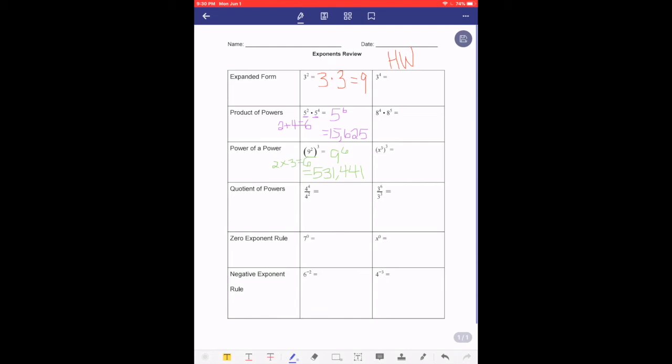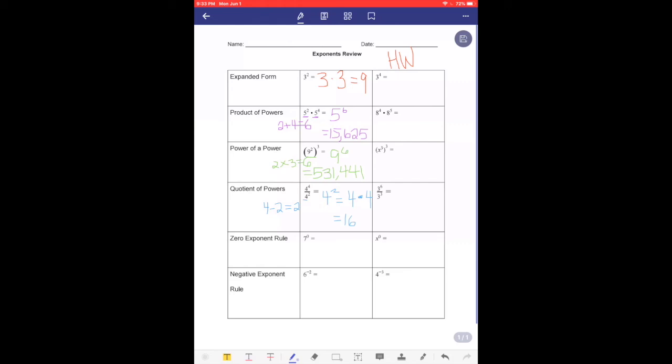Quotient of powers. So the rule for quotient is that we subtract our exponents and keep the base. So our exponents here are 4 and 2. I want to subtract them. 4 minus 2 will give me 2. So my new exponent is 2. And you want to keep that base of 4. So 4 to the 2nd power. Now if you were to expand 4 to the 2nd power, just like in the first example, that would be 4 times 4. And 4 times 4 equals 16.